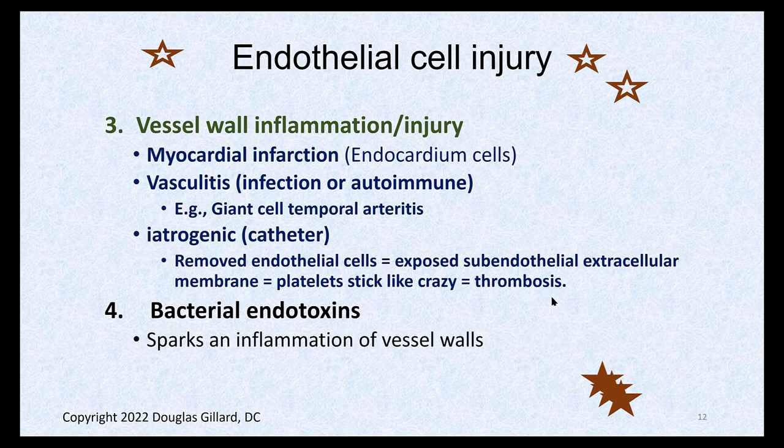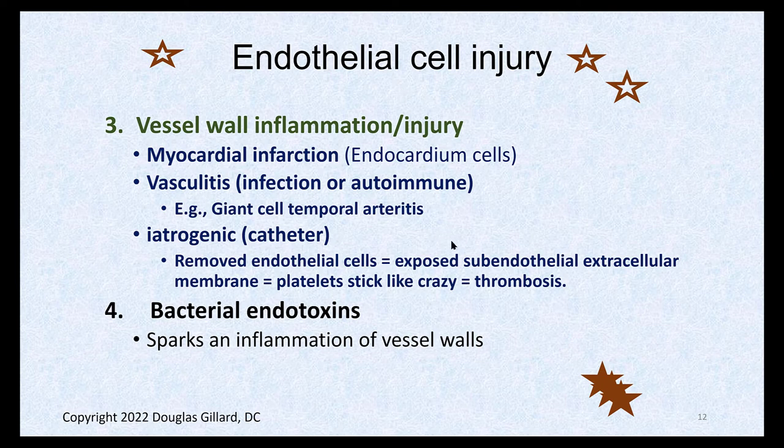Vessel wall inflammation can do it. A myocardial infarction will injure the blood vessels because an inflammation occurs to clean up the dead myocardial tissue, and that can spill into the endothelial cells and injure them. Vasculitis is just already an inflammation of the endothelial cells, which upsets them. A catheter, you're having an angioplasty, and the catheter bangs into the endothelium and physically damages them. Some bacterial endotoxins can spark a vasculitis, which can also injure endothelial cells.